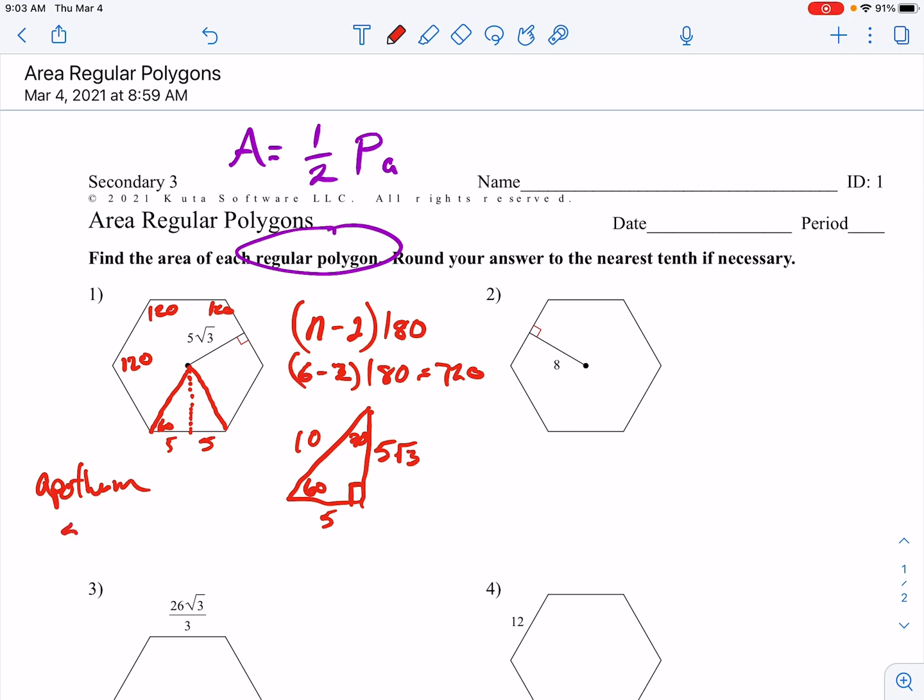So the apothem is 5√3. The perimeter is 60. So the area of this hexagon would be 1/2 times 60 times 5√3. And you can put that in your calculator. We'll round to the nearest tenth on this. Let's see, 30 times 5 times the square root of 3 would be 259.8.